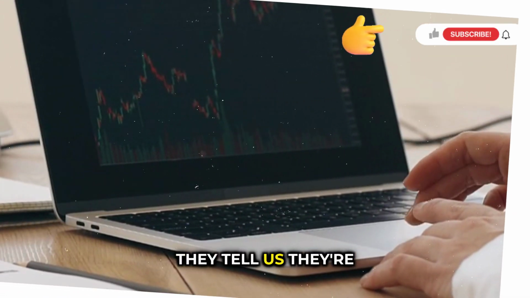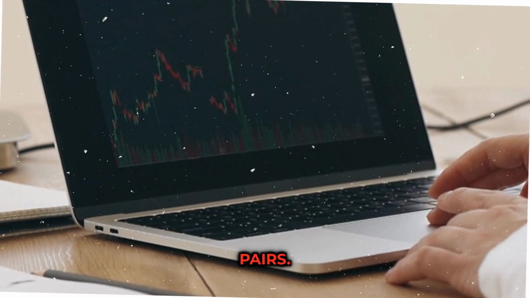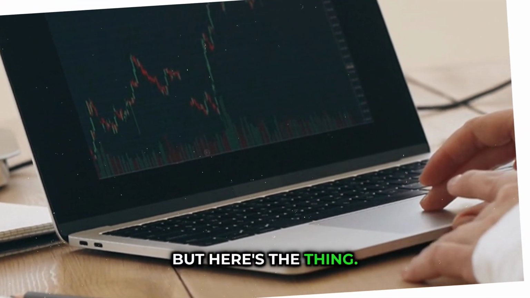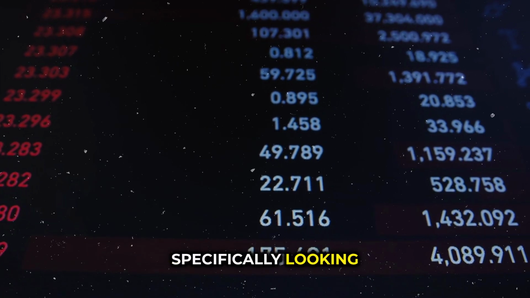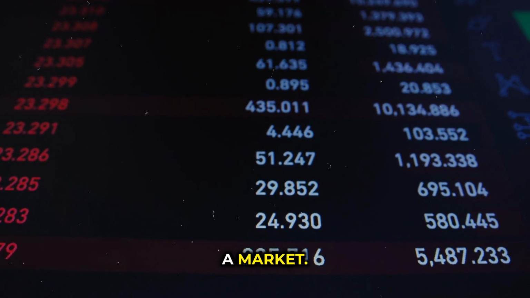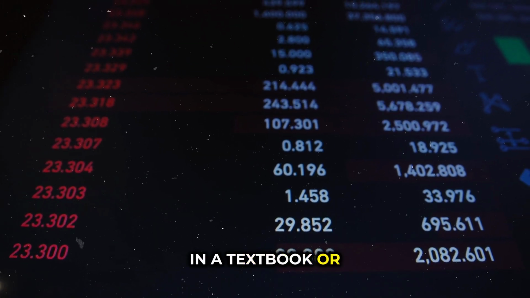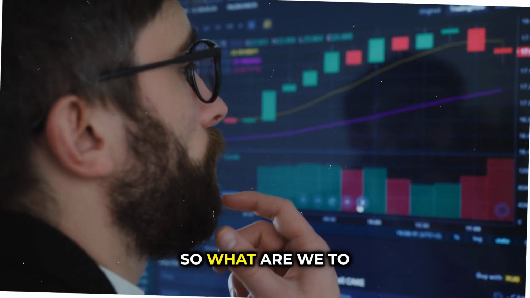Right off the bat, they tell us they're focusing on currency pairs. Good old Forex. Always a popular choice. It is. But here's the thing. They say they're specifically looking at pairs within what they call the A market. A market? That's not a standard term you'd find in a textbook or on a traditional trading platform. So what are we to make of that?